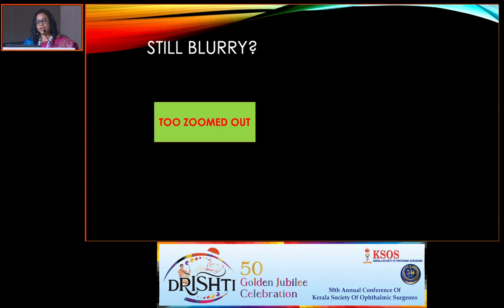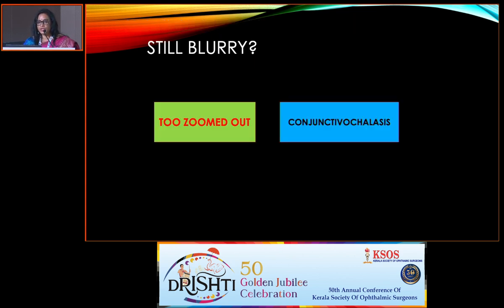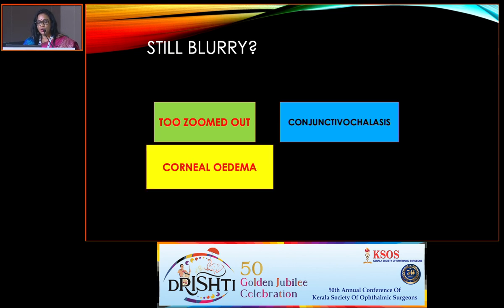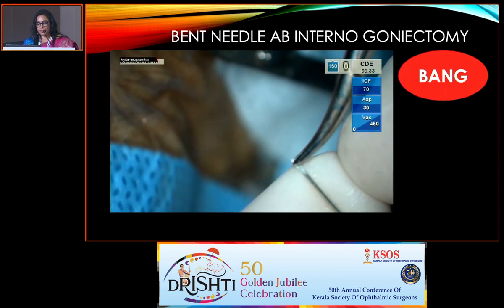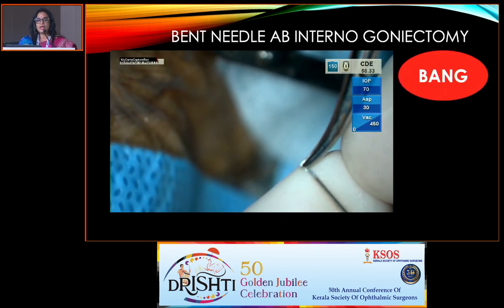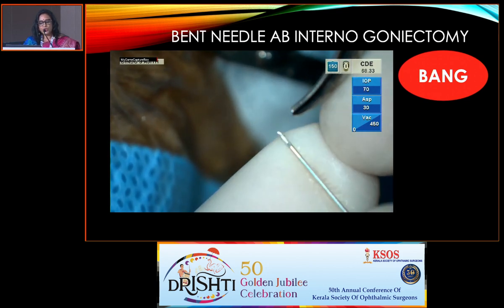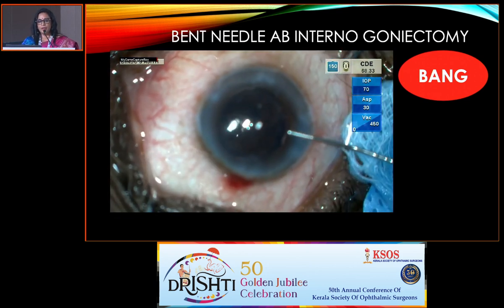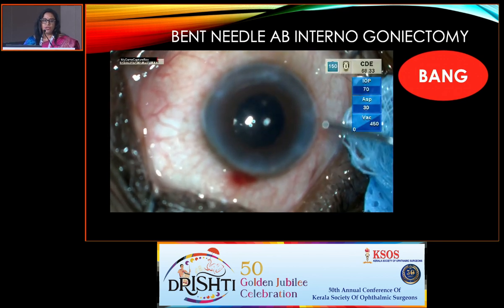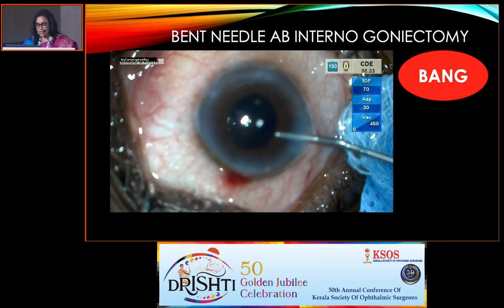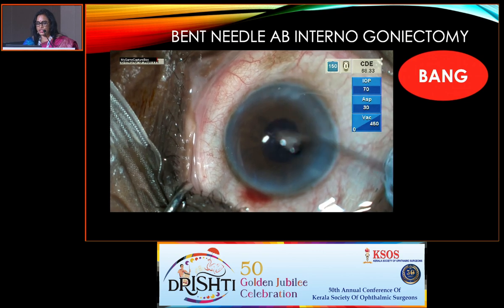If it's still blurry, it might be too zoomed out, or the conjunctiva might be ballooned out, or corneal edema is present, or your accommodation is at fault. Once you have mastered gonioscopy, you can try with a 26 gauge bent-tip needle and then do your bang procedure. You can start with that, and this is a video which I've already shown you.